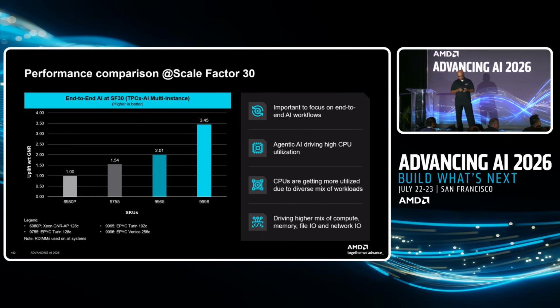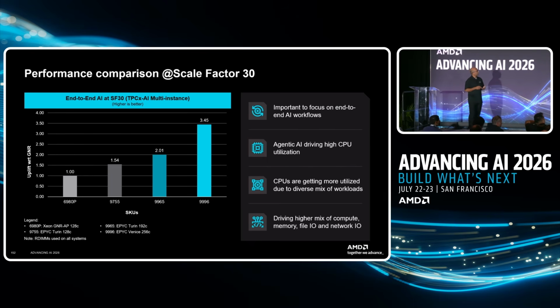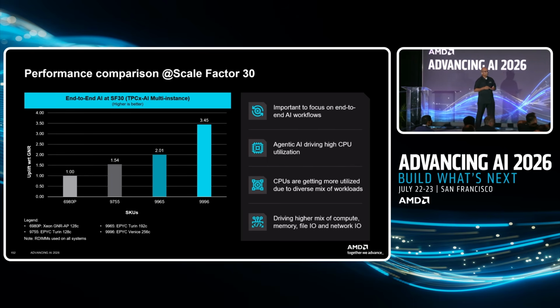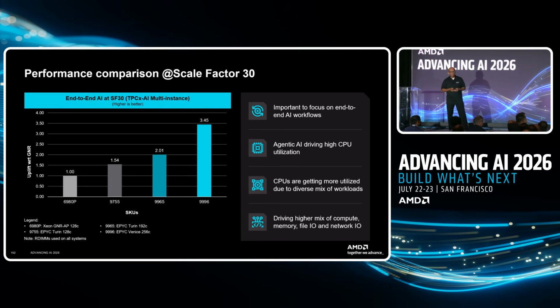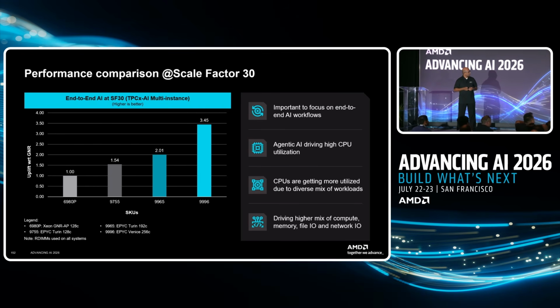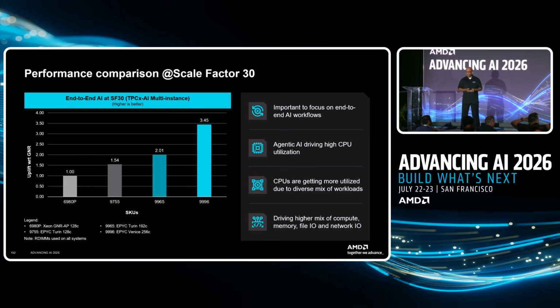So for agentic workflows, this is a good proxy because it's important, A, to focus on end-to-end workflows, and B, agentic AI workflows are driving up CPU and GPU utilization quite significantly. So we need a benchmark that can show that. And CPUs are getting more diverse and utilized across all of these workloads. So TPC XAI, 3x for Venice.